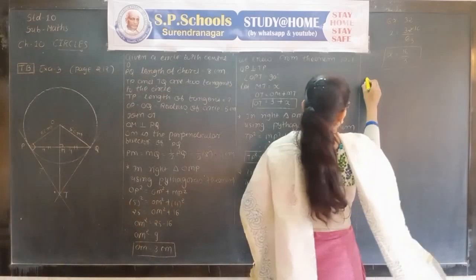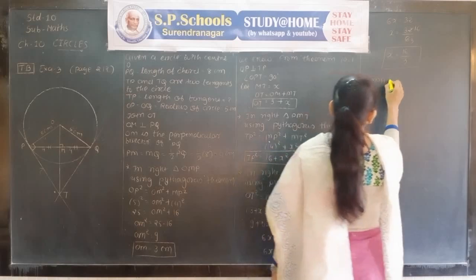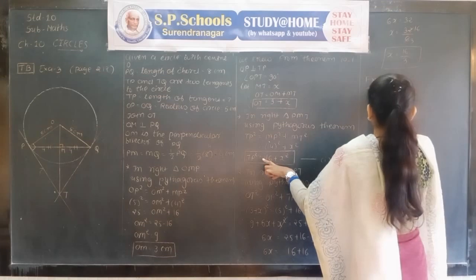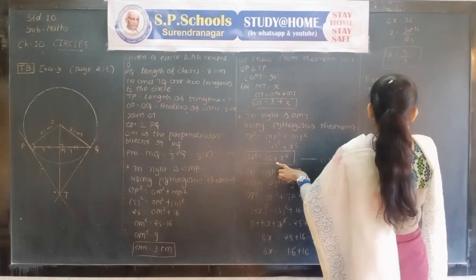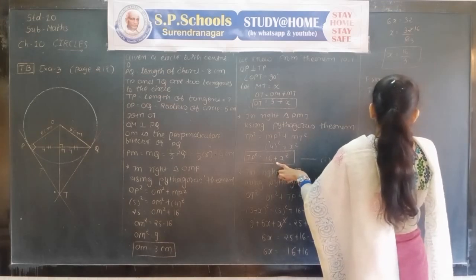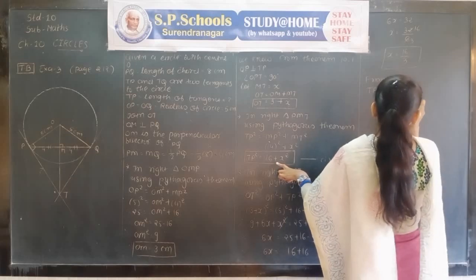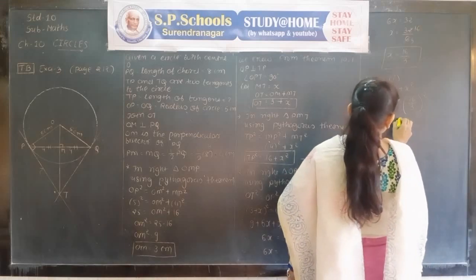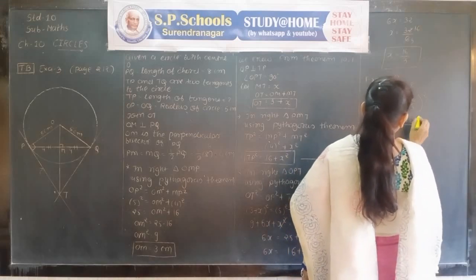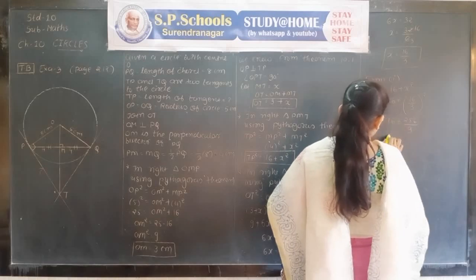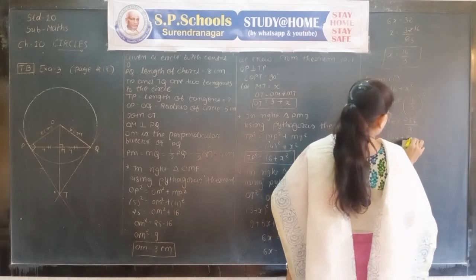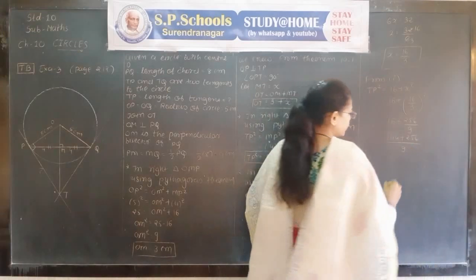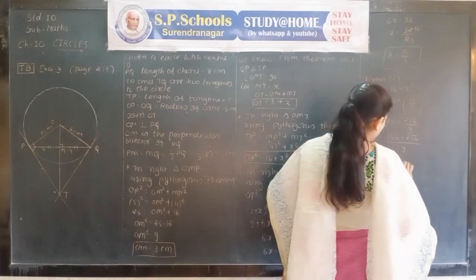Now TP square, from result 1, TP square is equals to 16 plus x square. 16 plus, instead of x, 16 upon 3 whole square. 16 plus 256 upon 9. 16 nines are 144, plus 256 upon 9. 144 plus 256 is equals to 400 upon 9.